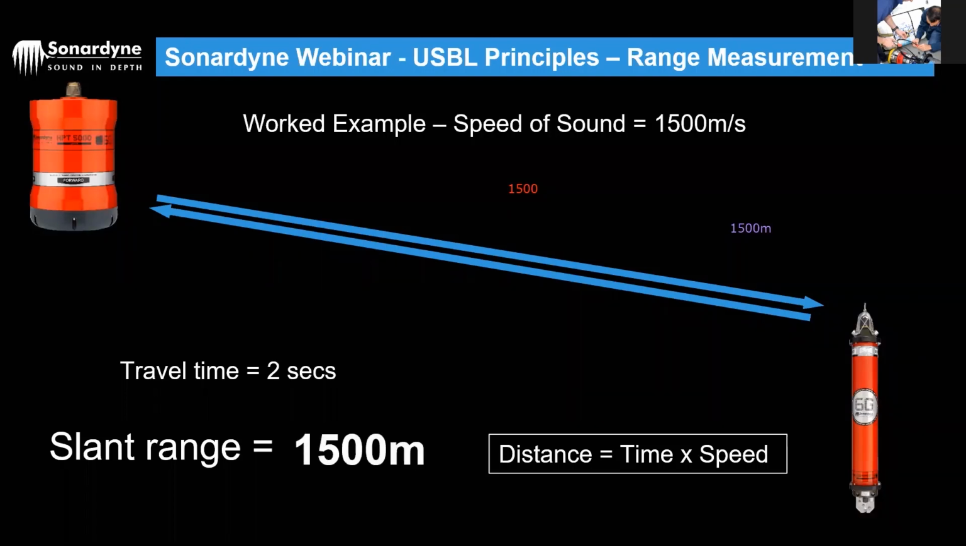Right, those that said 3,000, Sean's changed his answer from 3,000 to 1,500. It's 1,500 because it's a 2-way travel time. This acoustic signal has gone there, and another signal has come back again. So the total travel time is 2 seconds. So although the acoustics have traveled 3,000 meters, the beacon is half that distance away. Hopefully that makes sense. So we're basically halving the time it takes. It's the 2-way travel time, and half of that gives us the range.